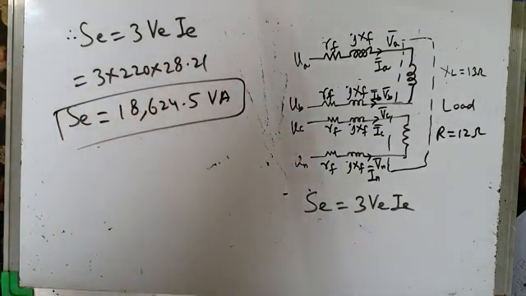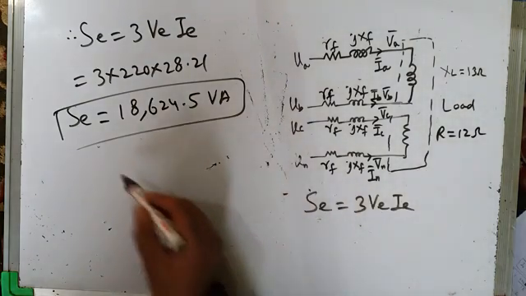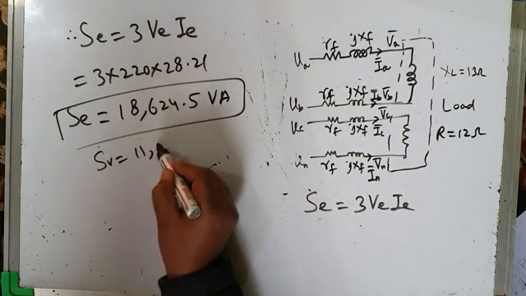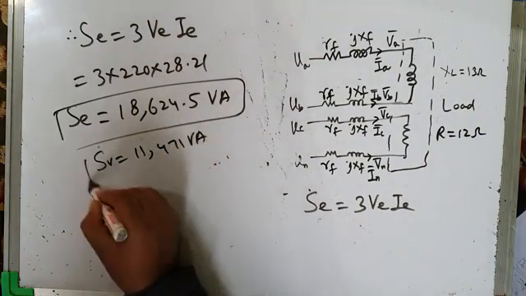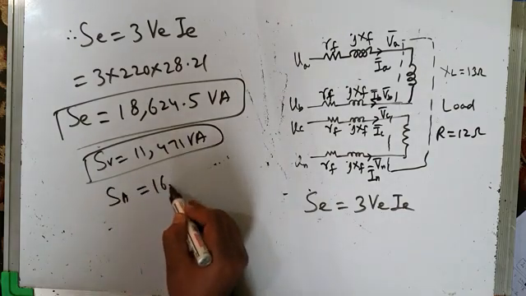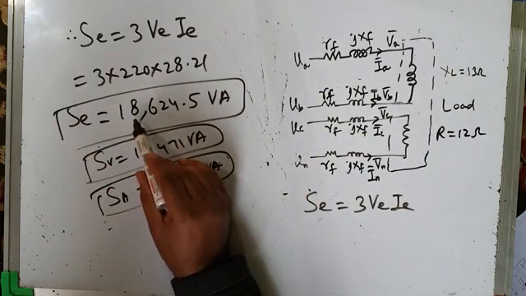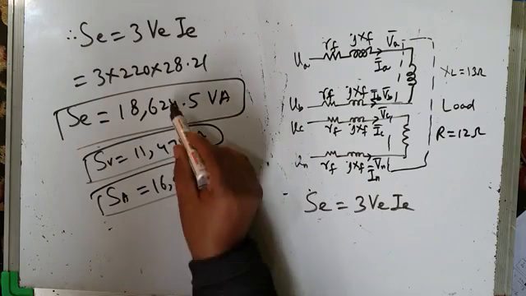Okay. A minute back you found the vector apparent power, and that was only 11,471 VA. You also found the arithmetic apparent power, that was 16,924 VA. And now we have found effective apparent power. It is 18,624.5 VA, the highest of all.